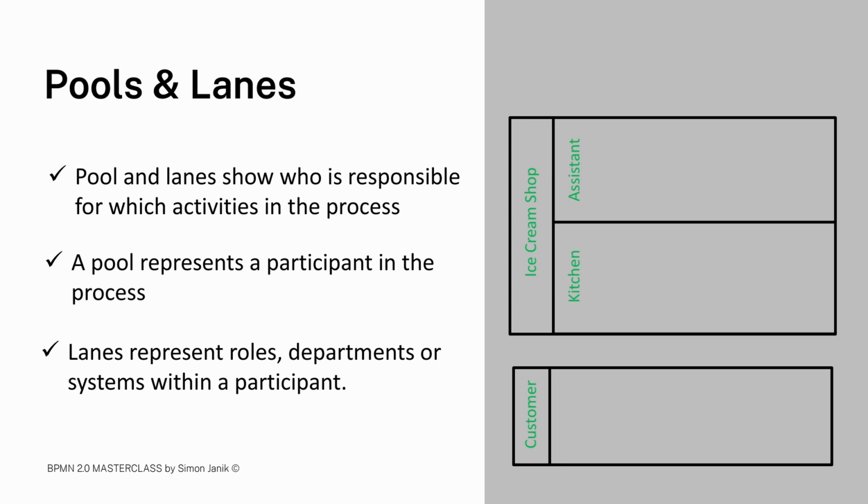So to recap, pools represent different participants, and lanes represent roles or departments within a participant. This structure makes your process models clear, organized, and easier to understand.